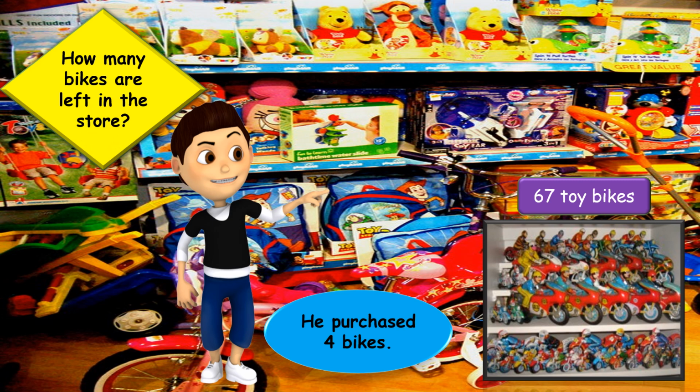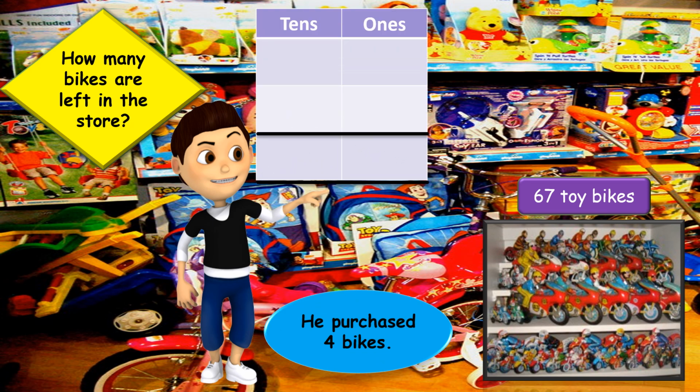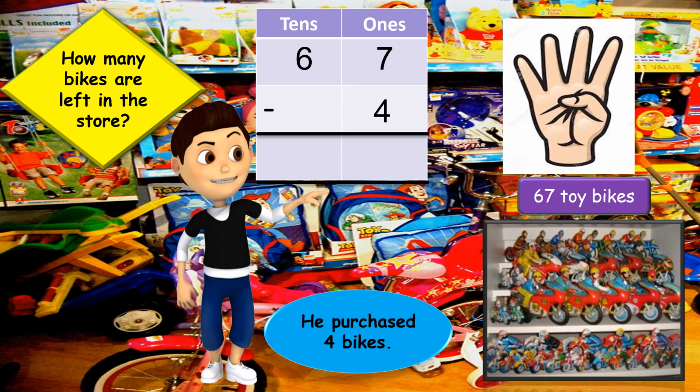We can find out by doing subtraction. So we will write the numbers as we used to write, 67 on the top and minus 4 just below the number 67, and we will count backwards, right? That you know. We can also do backward counting with the help of our fingers. So here, children, you can see we need to open 4 fingers for counting backward on our fingers.